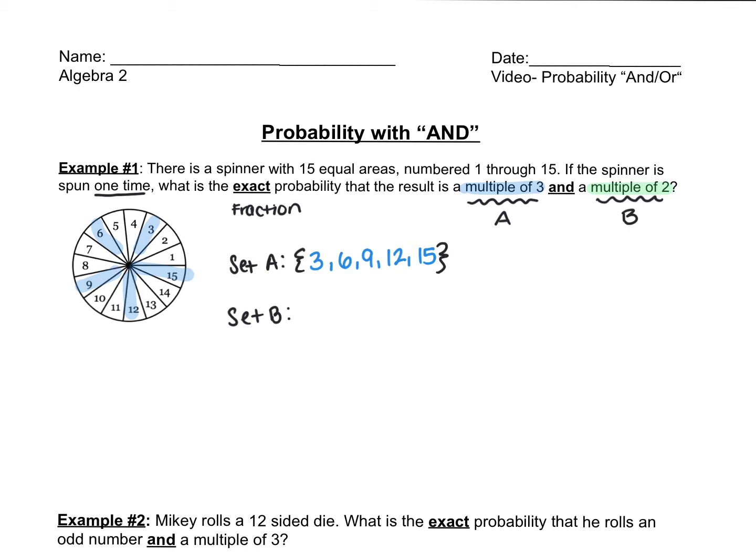And now let's talk about set B. Set B are all the numbers that are multiples of 2. So let's go ahead and count by twos. 2, 4, 6, 8, 10, 12, and 14. So let's list those down. So we've got 2, 4, 6, 8, 10, 12, and 14.